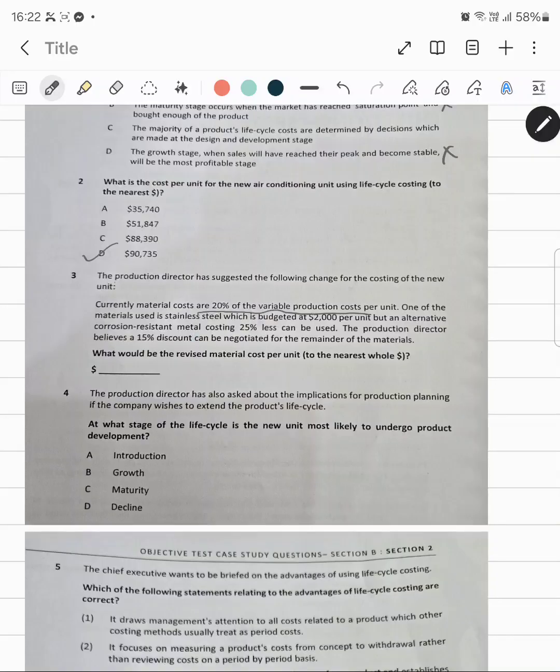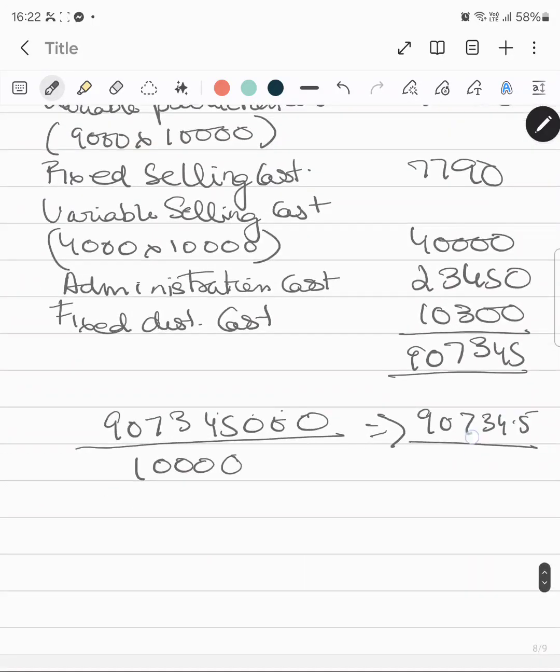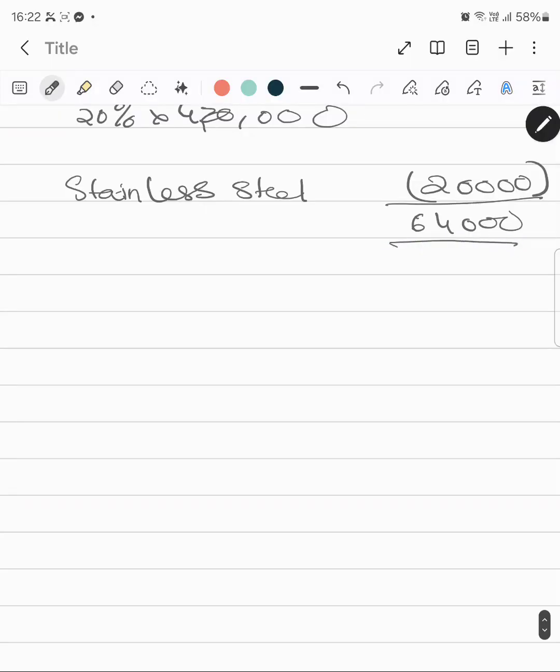Now this stainless steel is costing us $20,000. There is another material which can be used in place of stainless steel, and that material is 25% less than the cost of the stainless steel. So I will calculate the cost of that material separately, and for the remaining cost, the production director believes that a 15% discount can be negotiated for the remainder material. So what is the remainder material? The remainder material is 64.